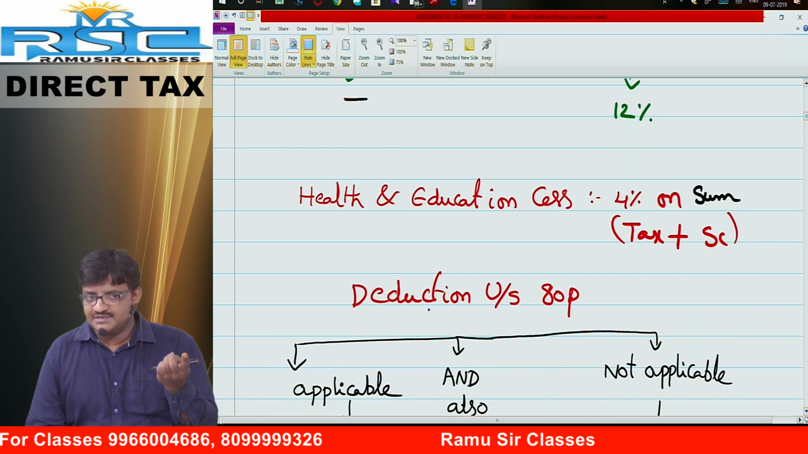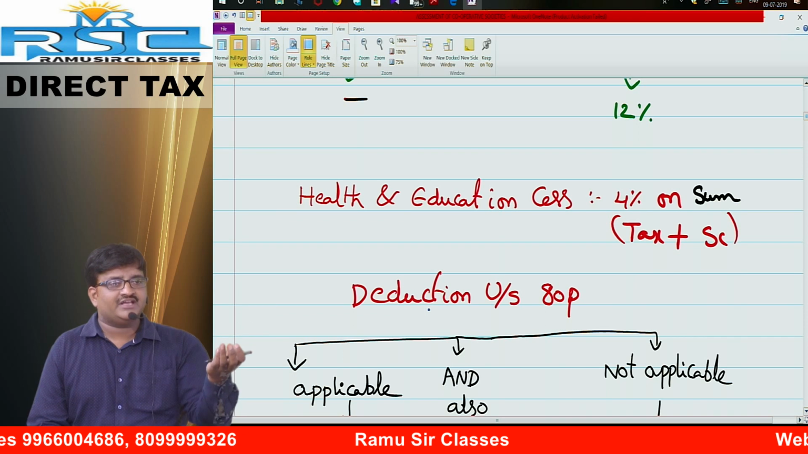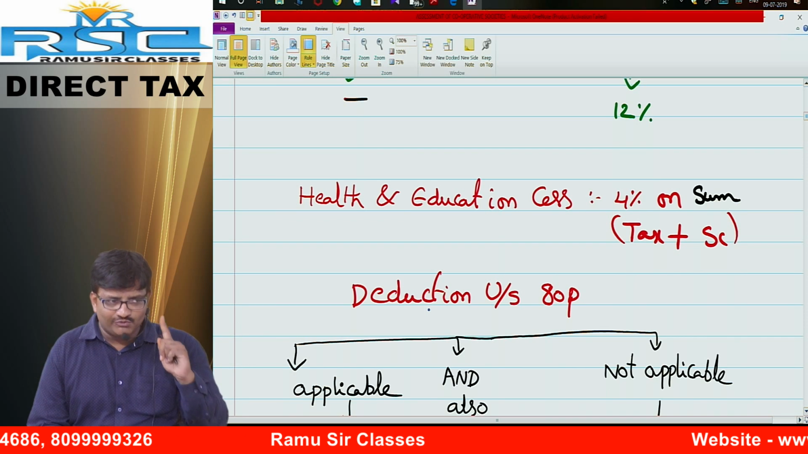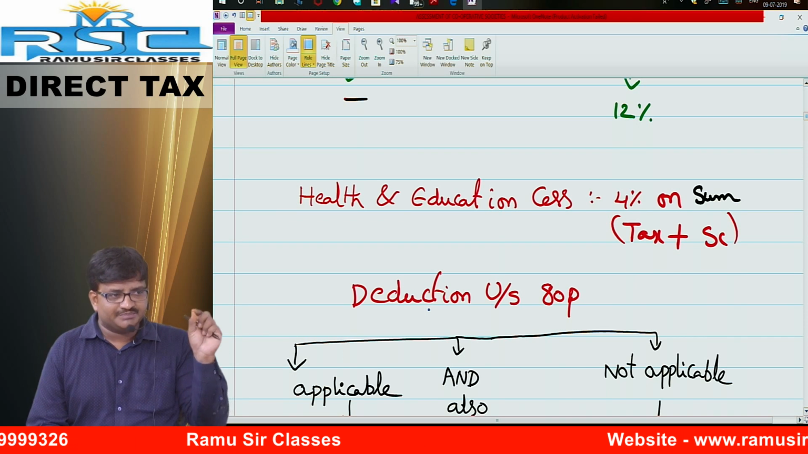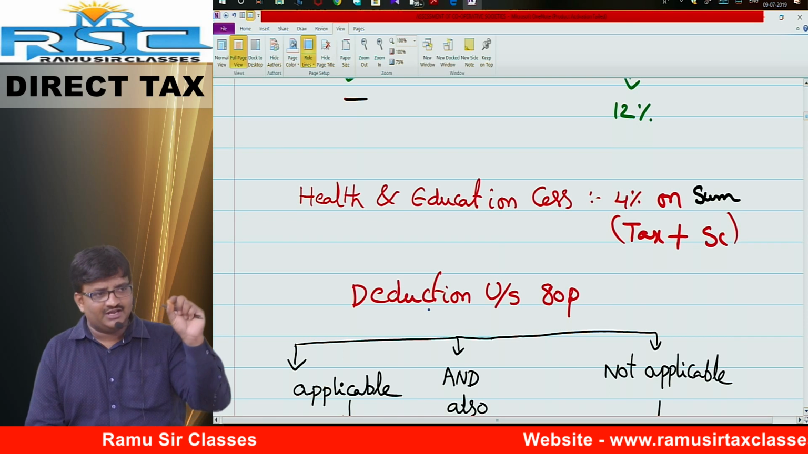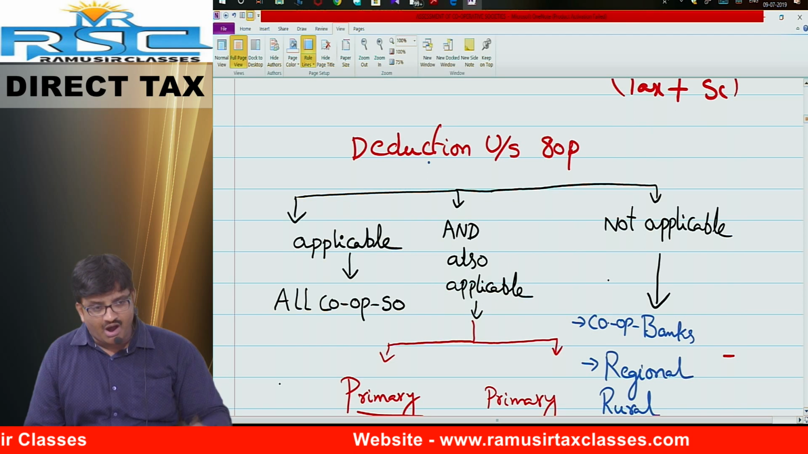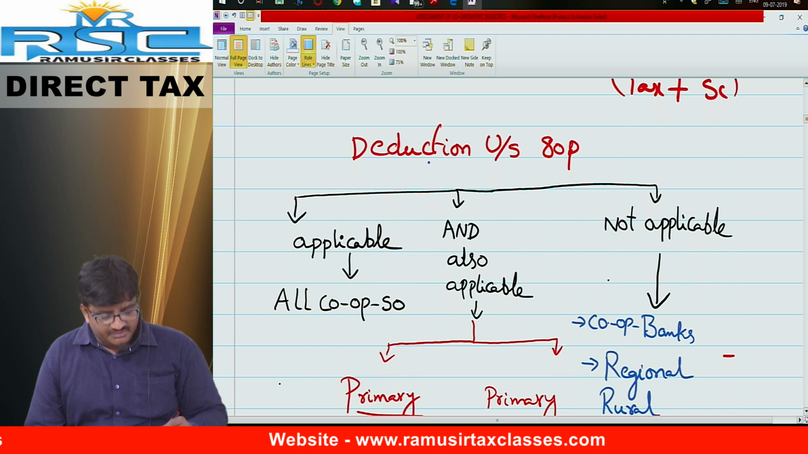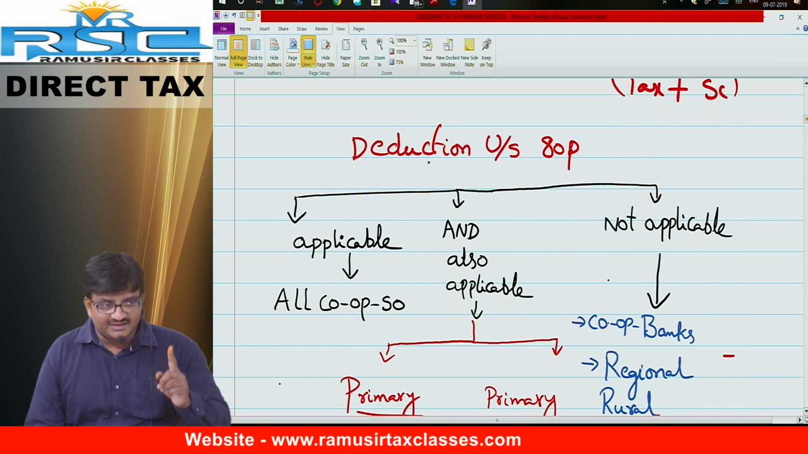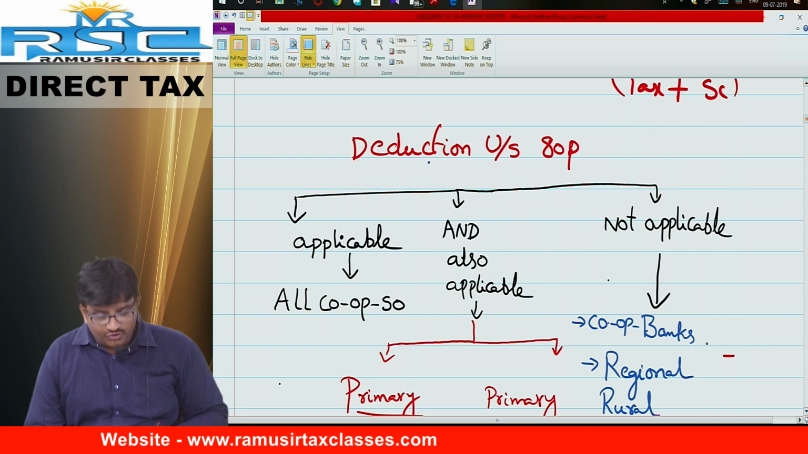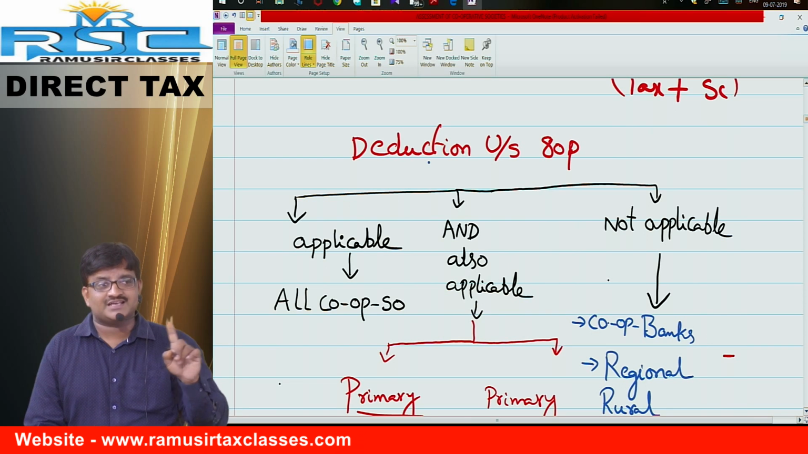Association of persons cannot claim. Body of individuals cannot claim. Only one person can claim, and the person is none other than a cooperative society. Deduction under 80P is applicable to all cooperative societies, but not applicable to, I repeat, but not applicable to cooperative banks. Cooperative banks are not eligible.